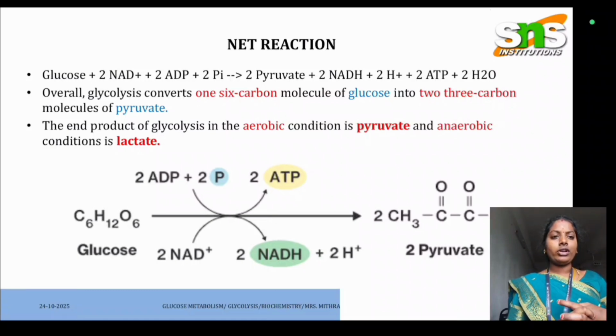So this is the overall net reaction. C6H12O6 is converted into 2 CH3 C=O COOH, that is glucose to 2 molecules of pyruvate, whereas ADP is converted into ATP, that is 2 ADP plus 2 Pi converted into 2 ATP, whereas 2 NAD converted into 2 NADH, and thus hydrogen 2H+ is also released in the glycolysis cycle.